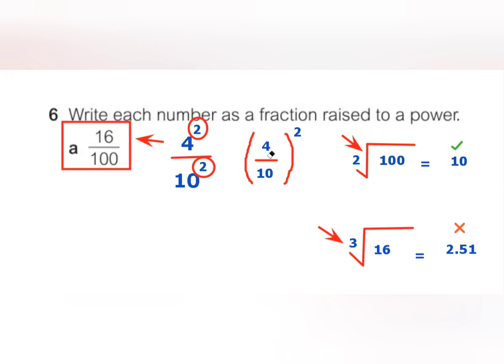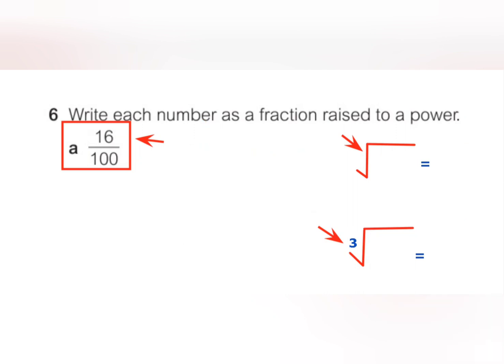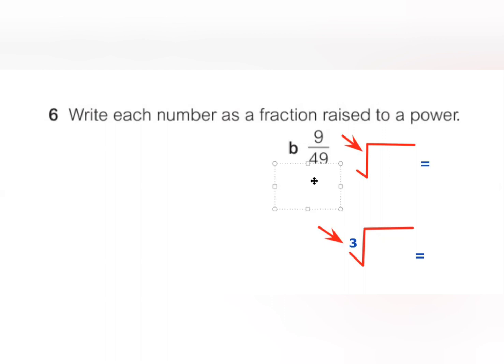Let me first remove these. We're gonna do B. Same steps, same idea. Let me first remove the numbers, and then we will do B. Still B. Question B, same idea. I have 9 over 49. So I'm gonna do the same. I'm gonna take that, let me remove, put this back, yes.